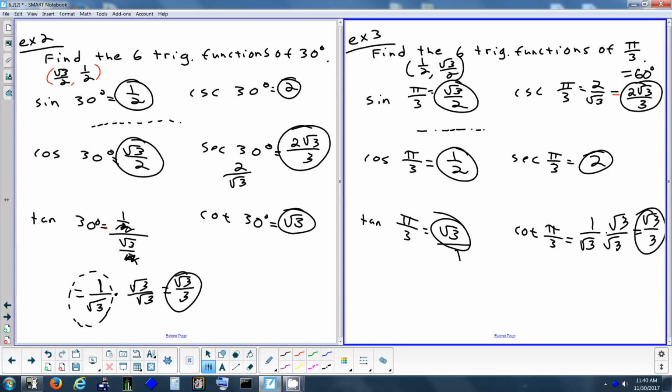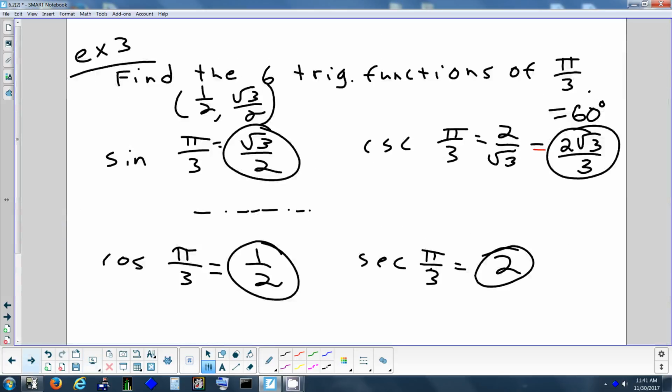Okay, so just to compare them, if you look at 30 and you look at 60, all the answers are the same, except they switch places. Okay? So that's the 30 and the 60.